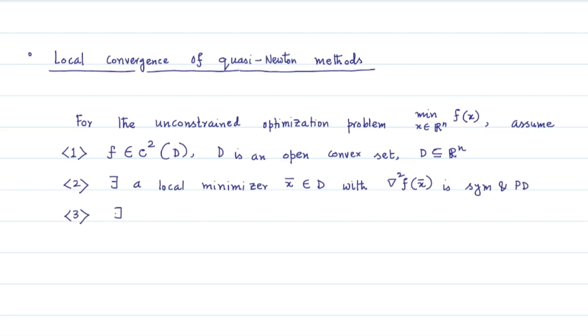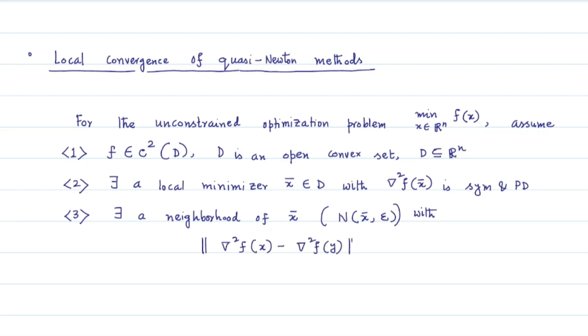The third assumption is that there exists a neighborhood of the point x bar, say the neighborhood N(x bar, epsilon), inside which the Hessian matrix is Lipschitz. That is, this norm is less than some positive constant gamma times norm of y minus x.